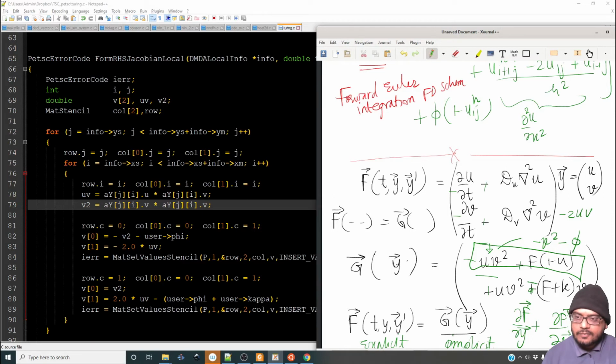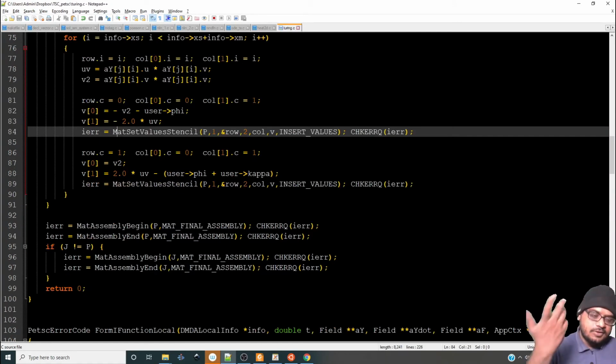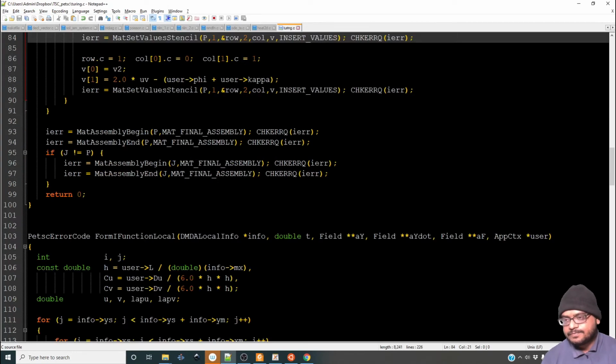Then MatSetValuesStencil p comma 1 comma row comma 2 comma col. So this is just to set the preconditioner. Similarly, you have this, and you can easily verify it from the derivatives of that particular function, and you set it. And like always, when you declare a Jacobian, you're going to fill in the preconditioner. Once you filled in the preconditioner, if j is not equal to p, you assemble the Jacobian anyway. If they are equal, you essentially are assembling the preconditioner, which is also equal to the Jacobian, and we have discussed this in the previous lectures.